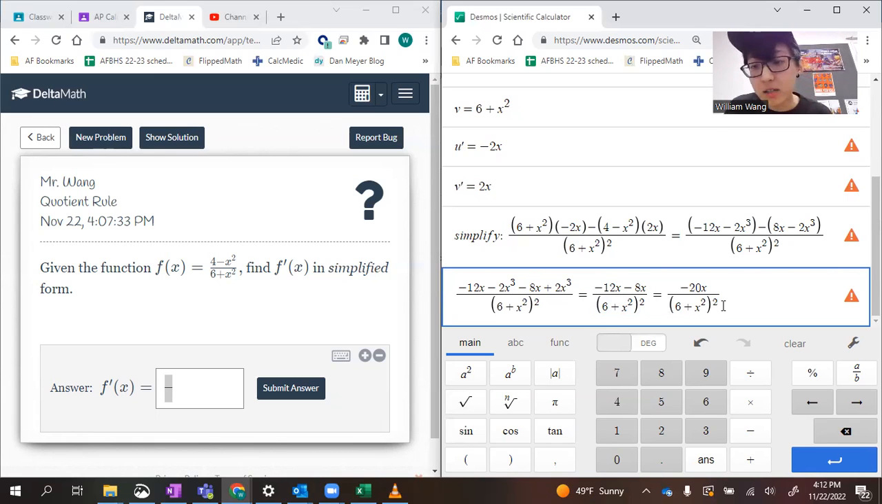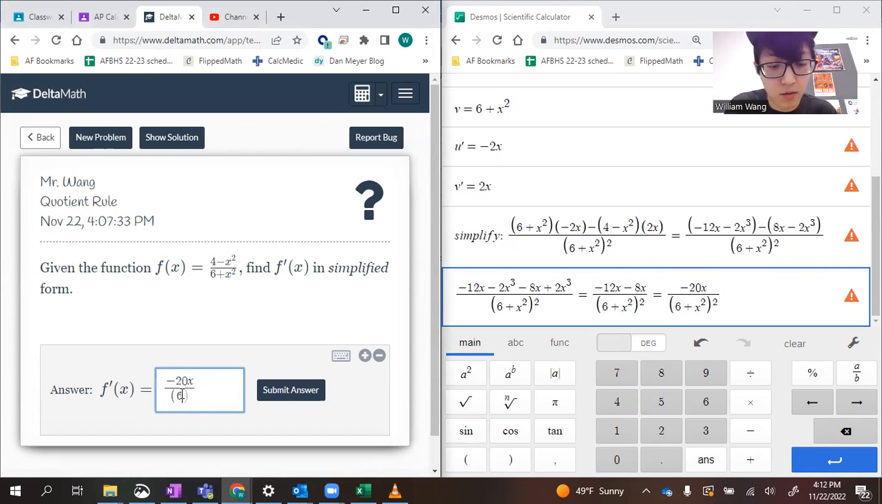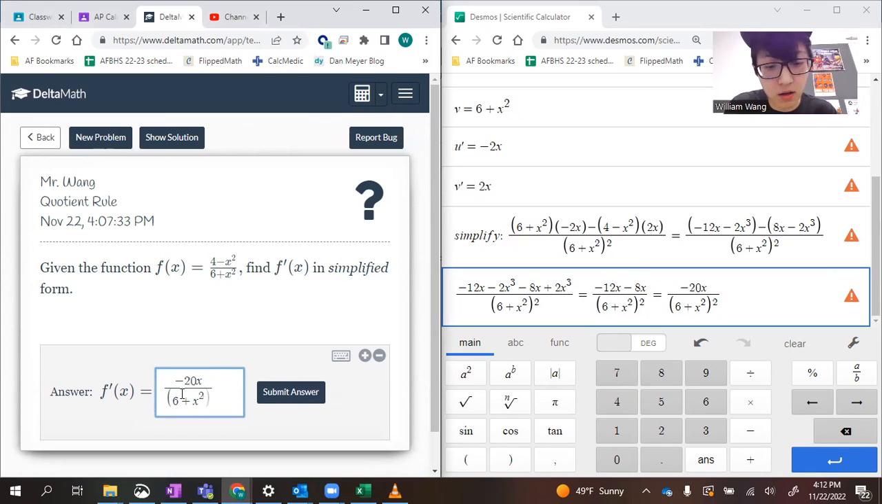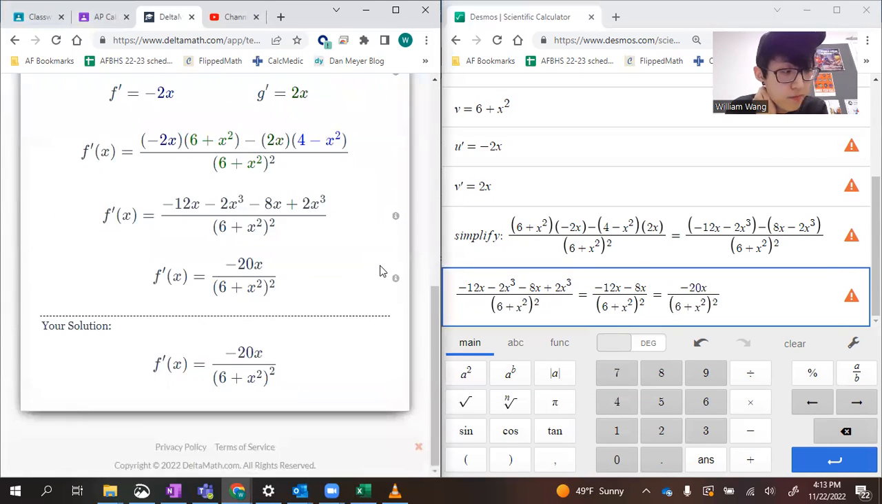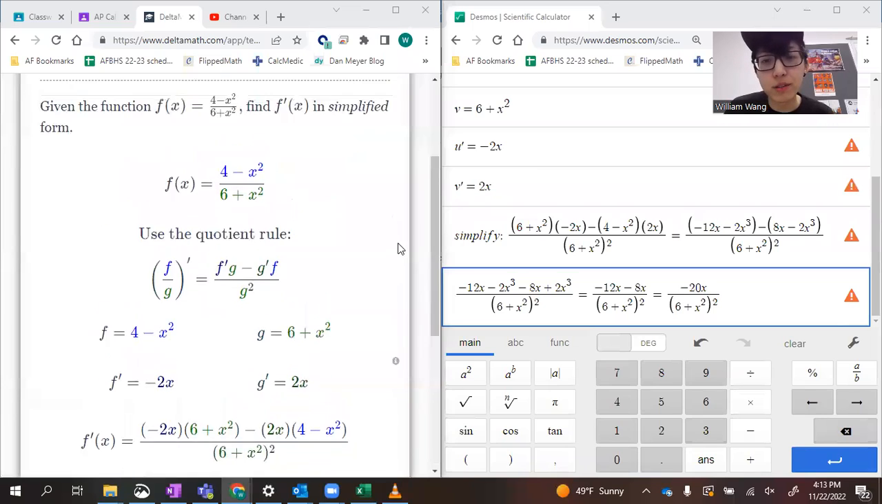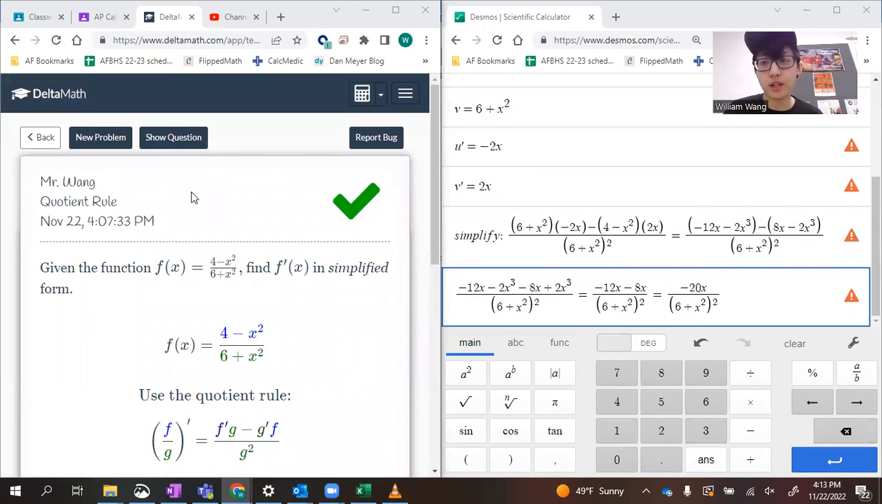Yeah, you really can't simplify this anymore. So let's plug it in, negative 20x over 6 plus x squared, squared. Now when you plug it in, you will see that is your right answer. All right, now hopefully that helps clarification on the simplification.